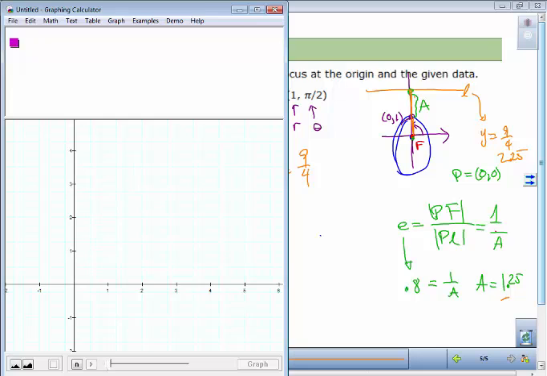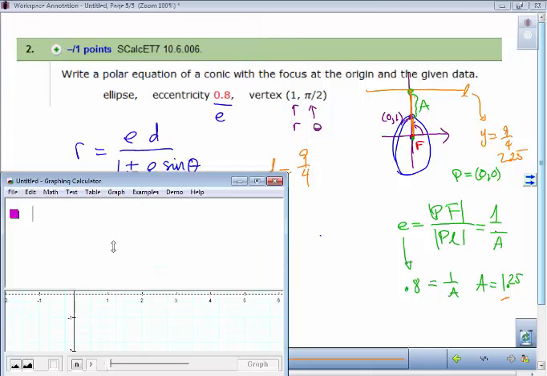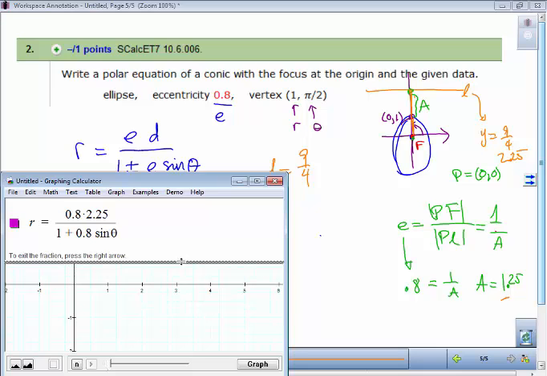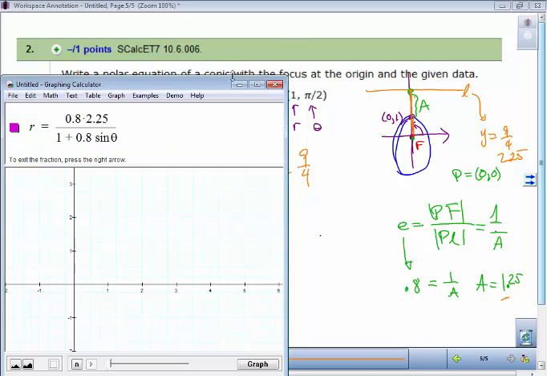Sorry, jumping around here. So r is equal to e, which is 0.8, and our directrix we found out to be 9/4. Let's just use 2.25. And then we want to divide that by 1 plus 0.8, our e again, times sine theta. So let's see if this thing will end up being the ellipse that we're looking for.